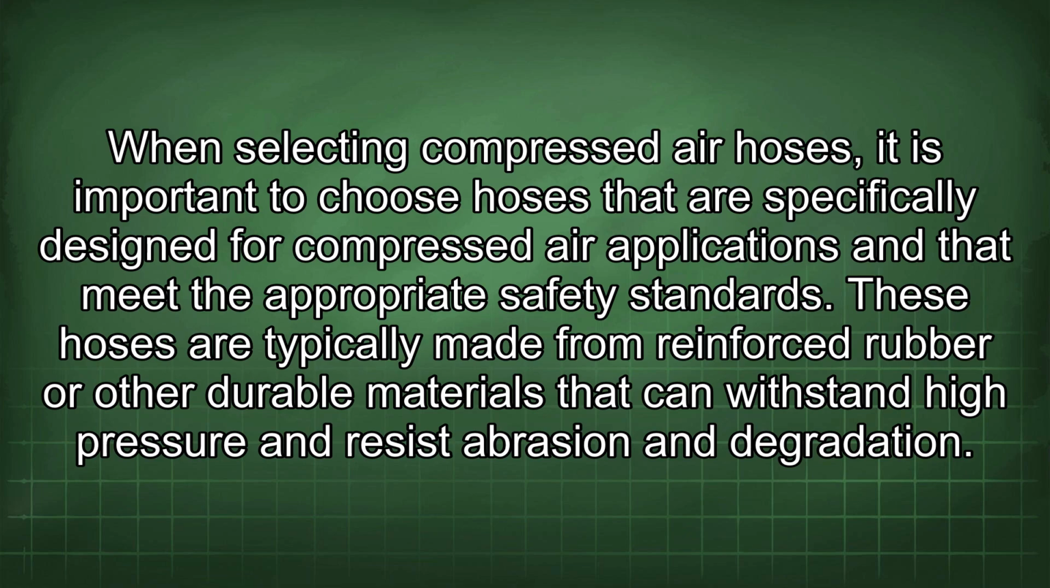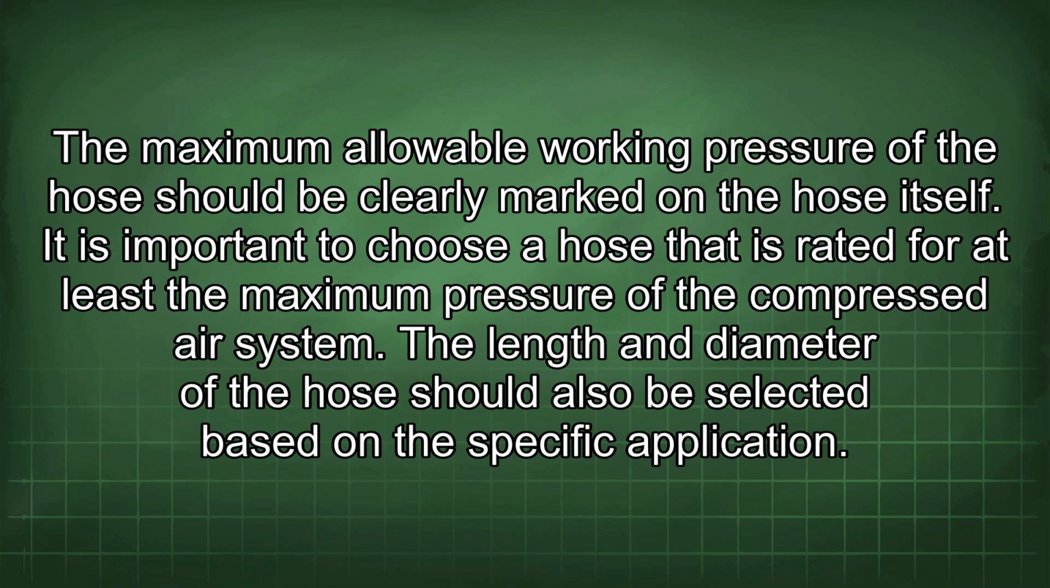These hoses are typically made from reinforced rubber or other durable materials that can withstand high pressure and resist abrasion and degradation. The maximum allowable working pressure of the hose should be clearly marked on the hose itself. It is important to choose a hose that is rated for at least the maximum pressure of the compressed air system. The length and diameter of the hose should also be selected based on the specific application.